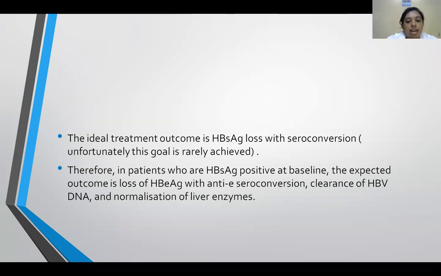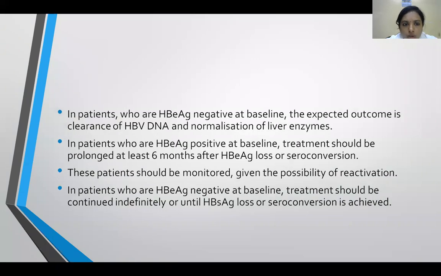In patients who are HBe antigen positive at baseline, the expected outcome is loss of HBe antigen with anti-HBe seroconversion and normalization of liver enzymes, obviously. In patients who are HBe antigen negative at baseline, the expected outcome is clearance of HBV DNA and normalization of liver enzymes. In HBe antigen positive patients, treatment should be prolonged at least 6 months after HBe antigen loss or seroconversion. These patients should be monitored because they might get reactivation, which then results in chronic liver damage. In patients who are HBe antigen negative at baseline, treatment should be continued indefinitely.